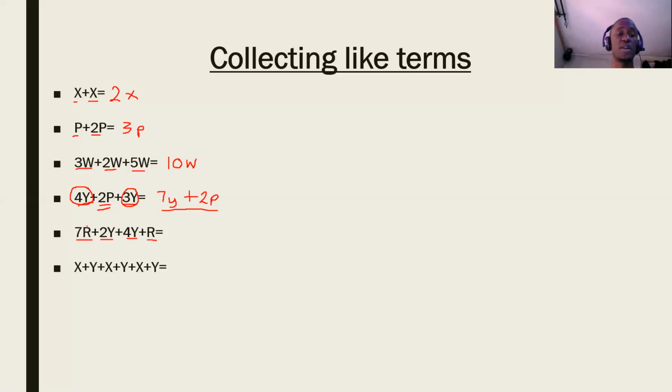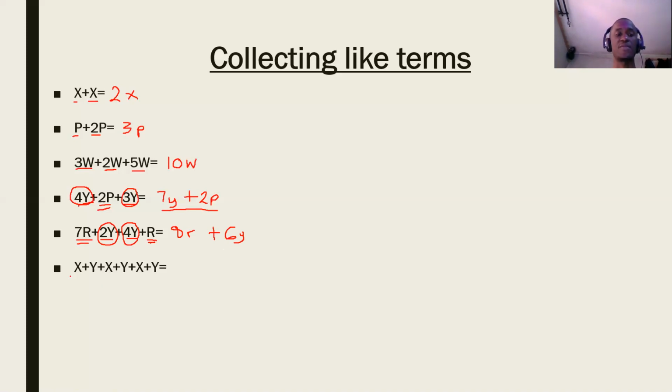If you have 7r plus 2y plus 4y plus r, what is the correct answer? Again, here we have got like terms and unlike terms. 7r, the like terms for 7r are 7r itself and r. 7r ongeza r moja, unapata 8, you get 8r. 8r plus 2y plus 4y. 2 plus 4, the answer is 6. So we are going to have 6y. And that is our answer. So our answer is 8r plus 6y.